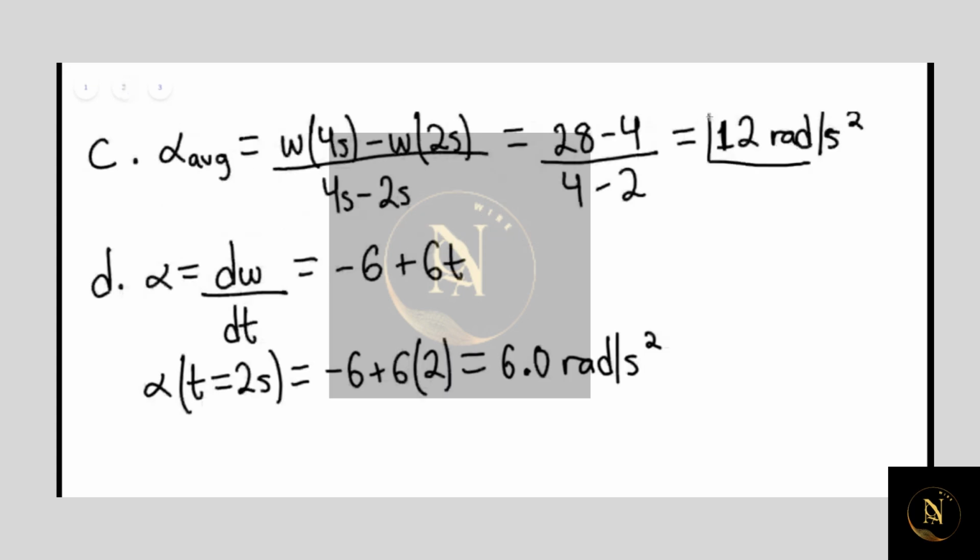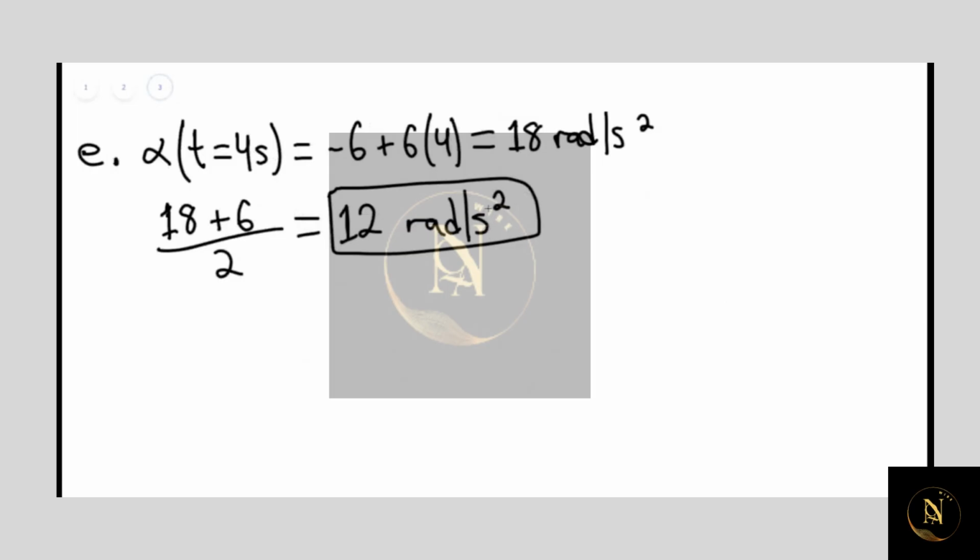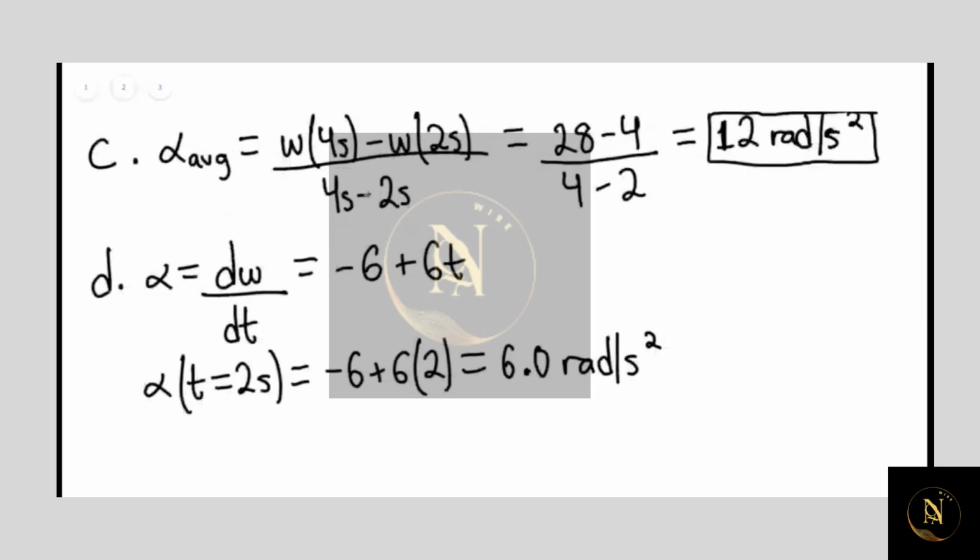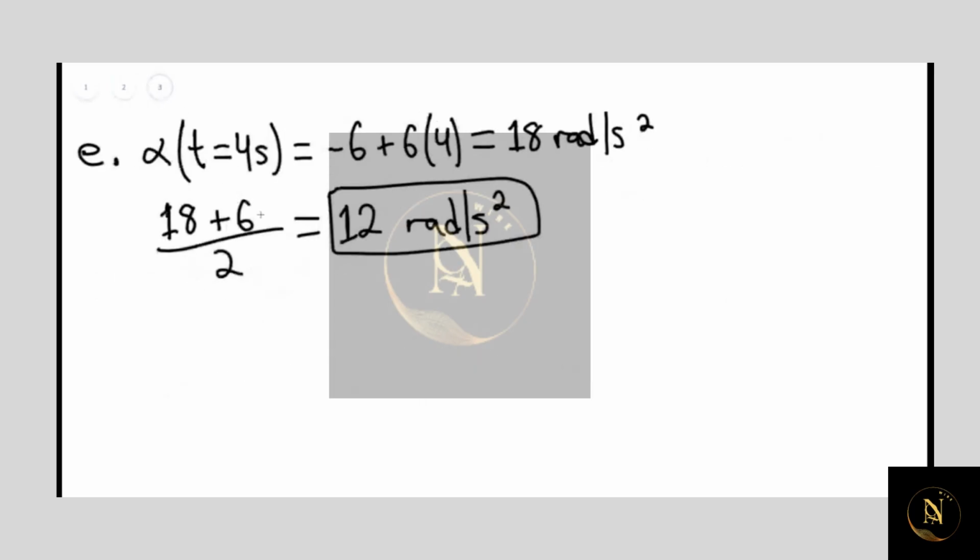However, just note that this isn't always the case. This is just based on the equation that they gave us initially. So in this case, the average angular acceleration does equal the average of the instantaneous accelerations. However, again, this is not always the case, and you do have to take the derivative in order to find the instantaneous angular acceleration. That is the end of the solution.